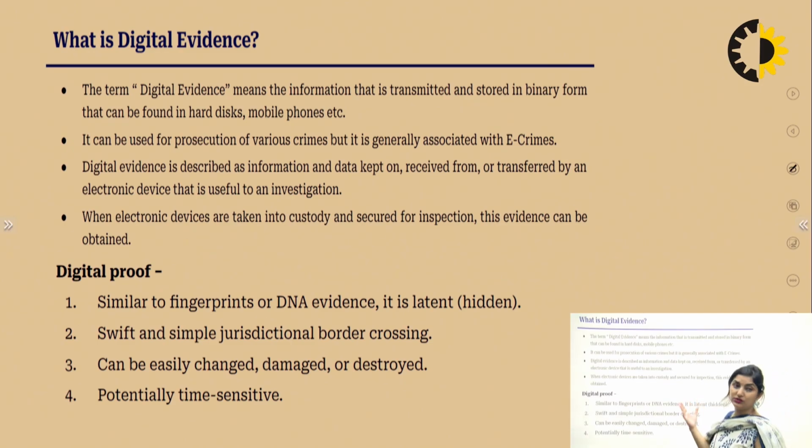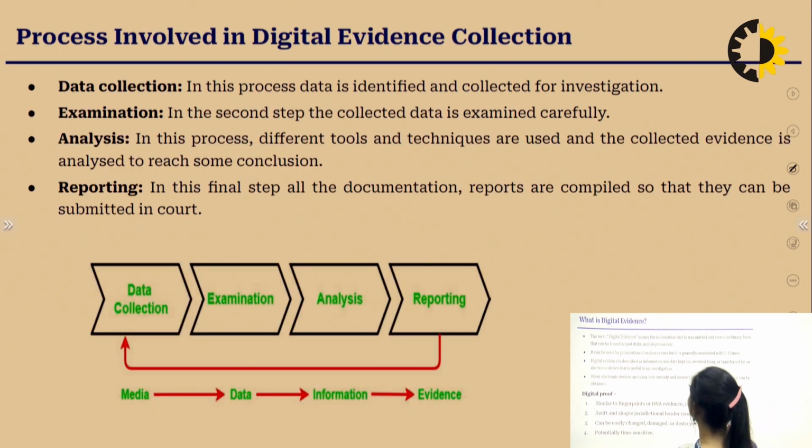What is digital evidence? The term digital evidence means the information that is transmitted and stored in binary form. It can be found in hard disks, mobile phones, etc. It can be used for prosecution of various crimes but is generally associated with e-crime. Digital evidence is described as information and data kept on, received from, or transferred by an electronic device which is useful to investigate. Digital proof, similar to fingerprints or DNA evidence, is latent, which is hidden.